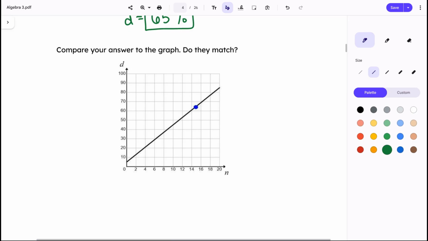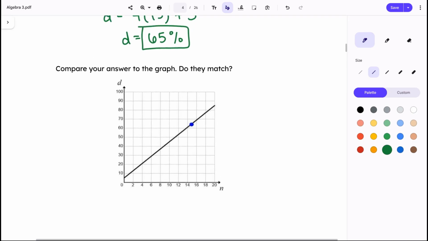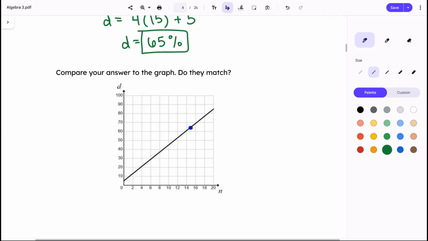Okay, so now if we look here, they're asking, compare your answer to the graph, do they match? Well, they have this dot, this is in between 14 and 16, so that would be after 15 years. And then this is the percentage. And that looks like it's right in the middle. So I would say they match.